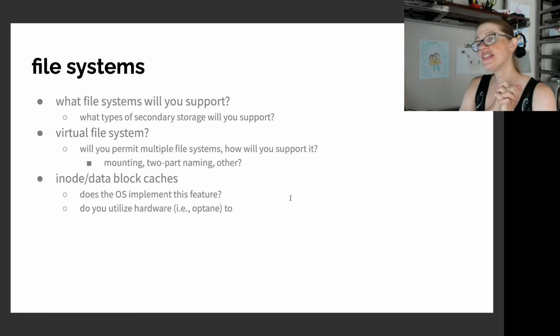All right, other things that you have to consider are stuff like file systems. So, what kinds of file systems are you going to support? Are you going to support just a physical file system? Are you going to provide a virtual file system? Are you going to support attaching multiple different file systems? How do you present that to the user? Are you going to use mount points? Are you going to use two-part namings? Are you going to do something else?